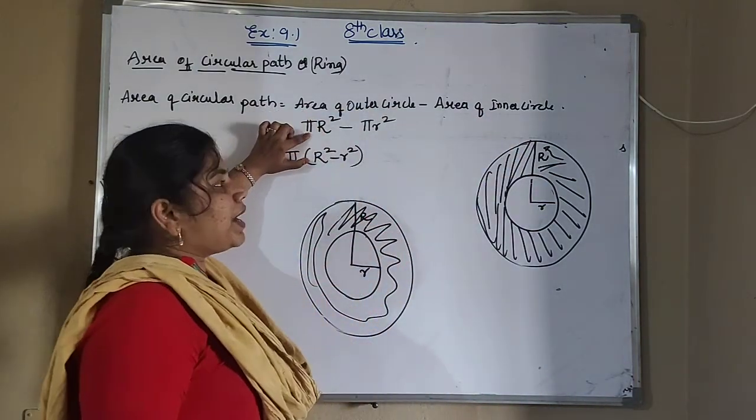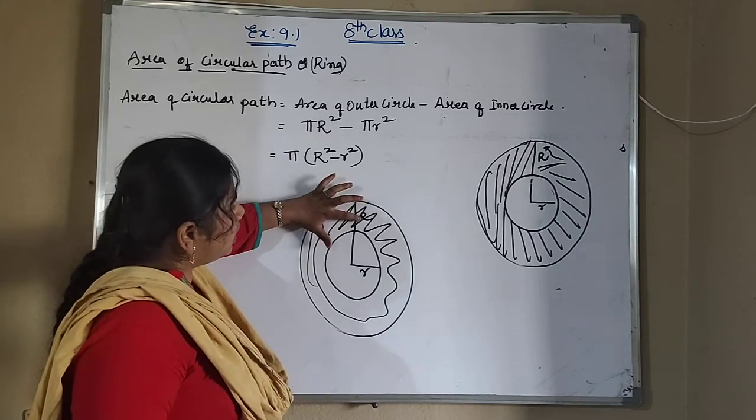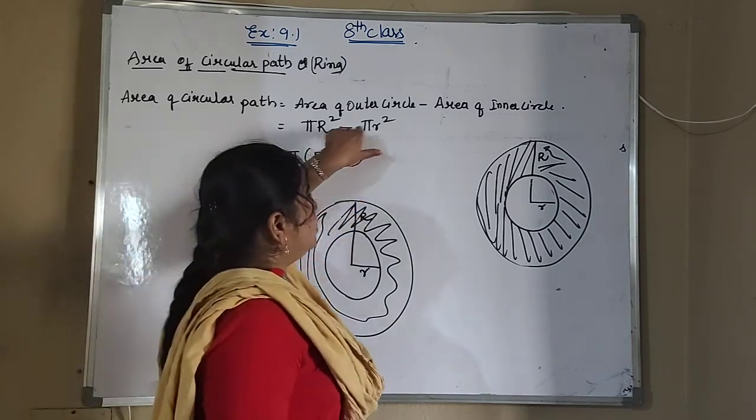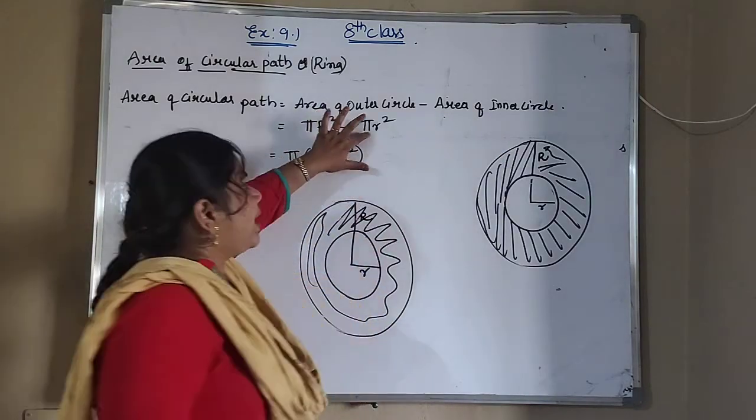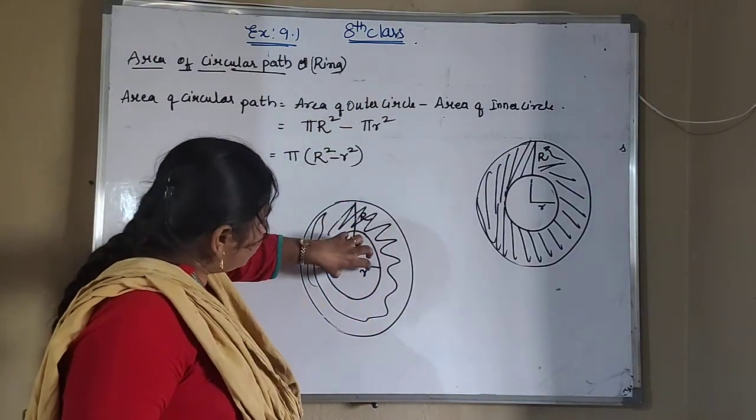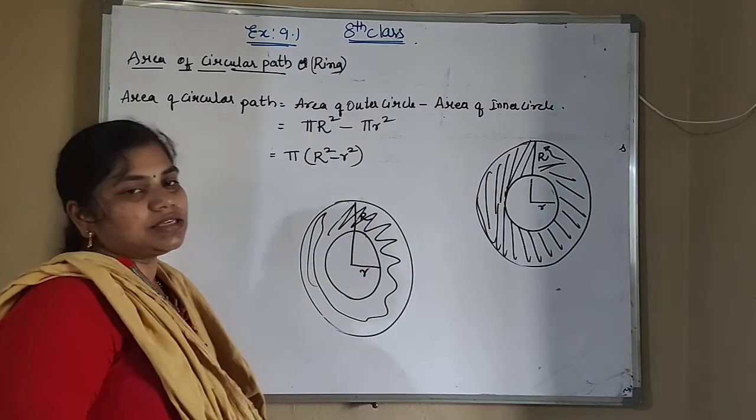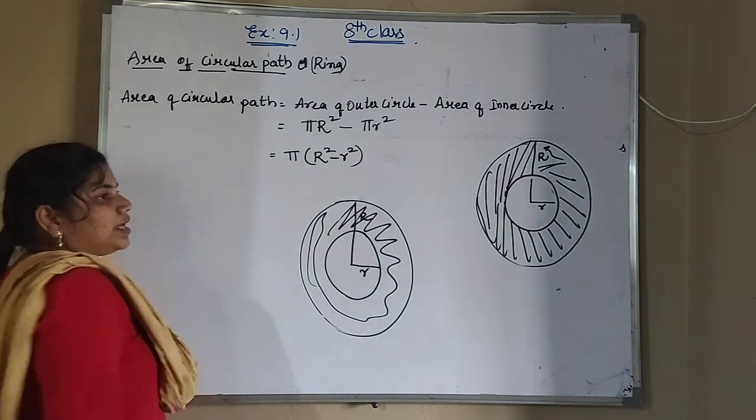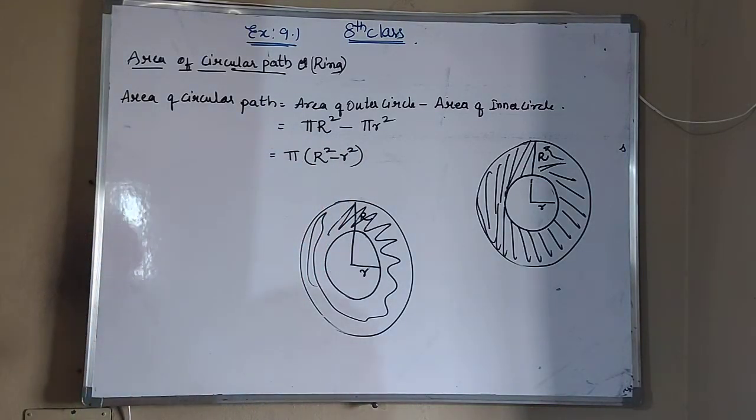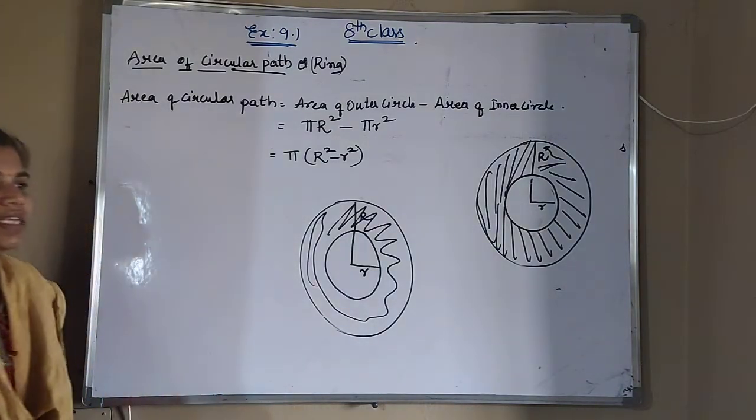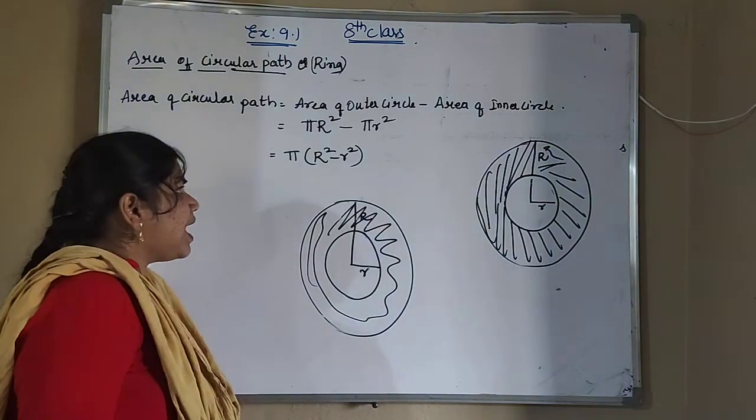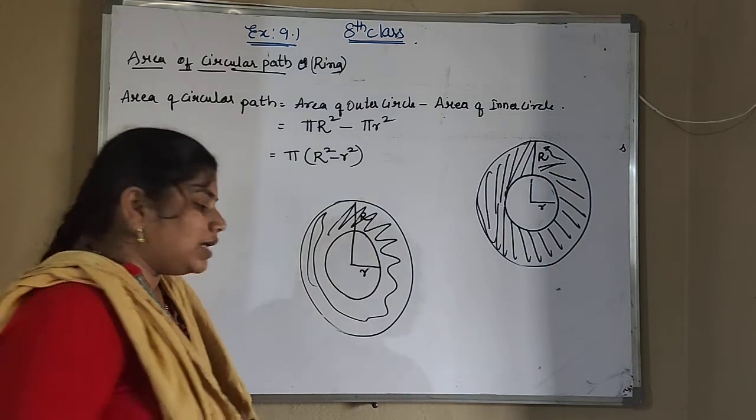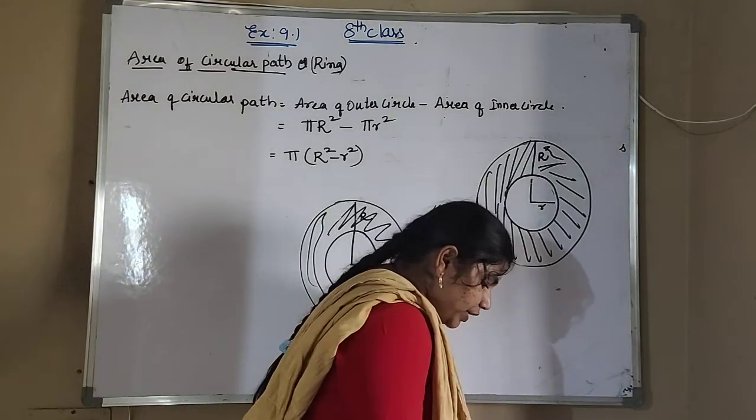Area of outer circle is pi capital R square, because the outer circle radius we have taken as capital R, minus area of the inner circle, pi small r square, because for this smaller circle I have taken the radius as smaller r. Here pi is common, so I am taking pi common, and the remaining terms are capital R square minus small r square. So the area of a circular path is pi into capital R square minus smaller r square. This is the area of a ring.